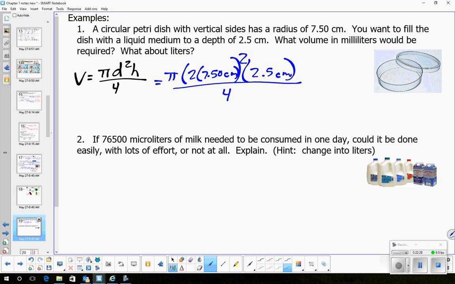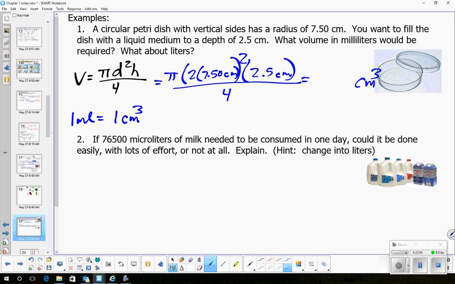What's my unit going to be? This is what I first do every single problem. Centimeters what? Nope. Cubed. So that's the first thing I do is figure out my unit. To be a volume, it needs to be centimeters cubed or milliliters. Now, 1 milliliter is equal to 1 centimeter cubed. Okay? So somebody plug that in. So we're going to go 2 times 7.5, then square it, then times it by 2.5 and times it by pi, and then divide that answer by 4.